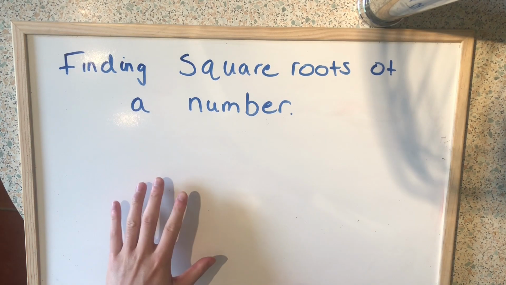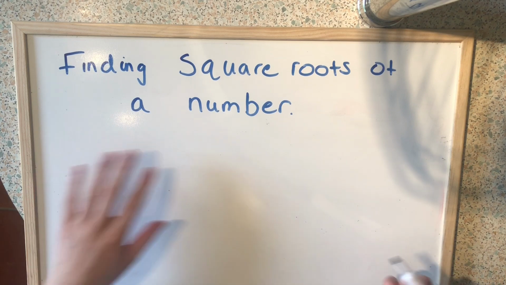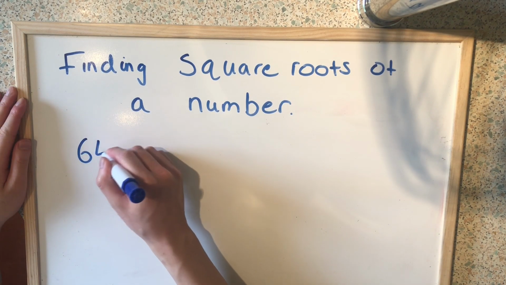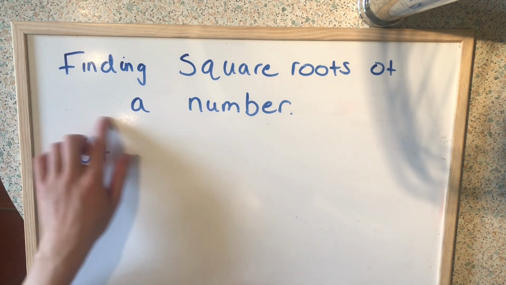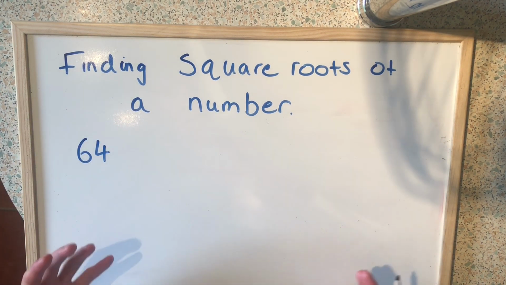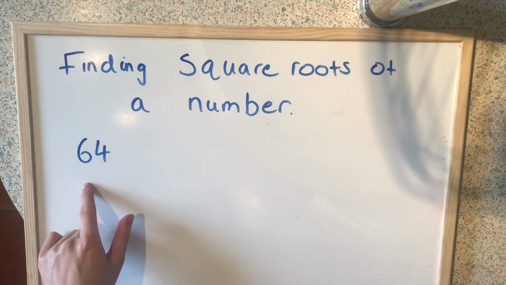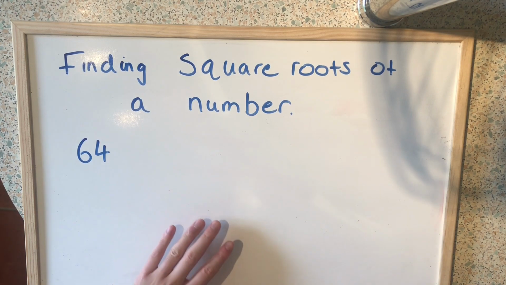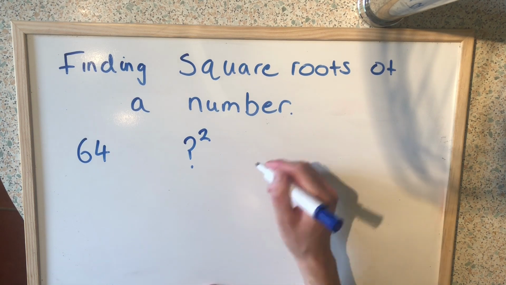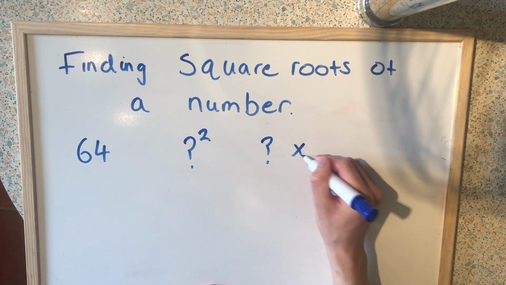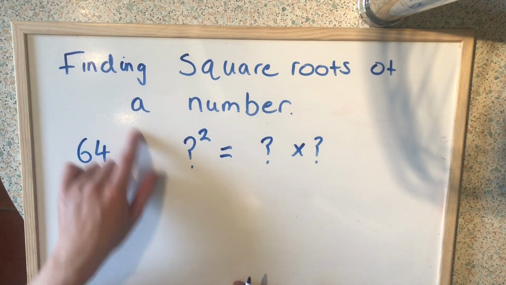Okay, so finding square roots of a number. So for example, if our number was 64, and we want to find the square roots of 64, we have to find a number that times by itself gives you 64. So a number that is squared, i.e. the same number times by itself, gives you 64.